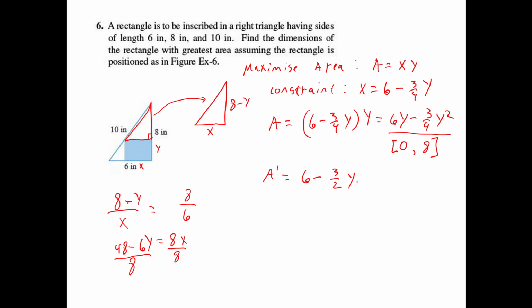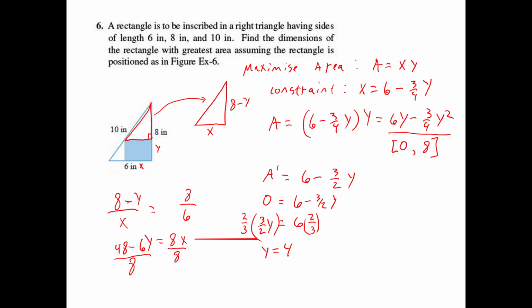If you don't want to do that in your head, you can put in 0 for your a prime, and then you get 6 minus 3 halves y. So then 3 halves y will equal 6. Multiply both sides by 2/3. And so then y is equal to, 3 goes into 6 2 times, and 2 is 4. So y is 4.